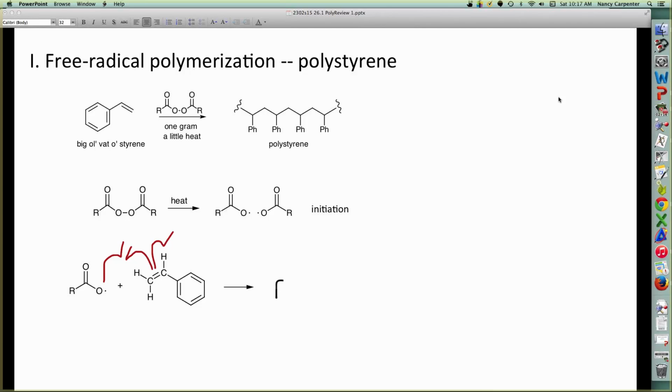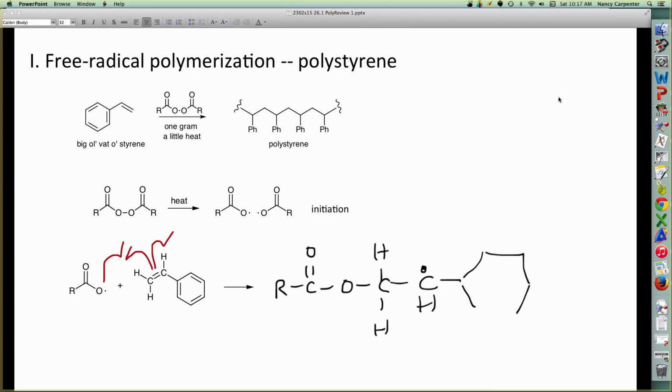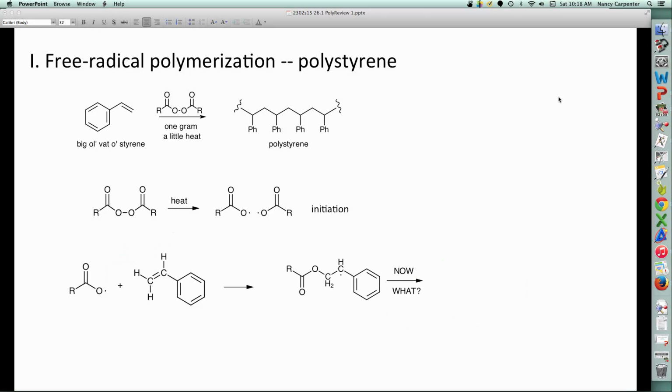And in so doing, what you get is, this will come as quite a surprise, just kidding, the most stable intermediate, in this case a radical intermediate, and naturally it is going to form on the benzylic carbon. So that's the first step in the mechanism.